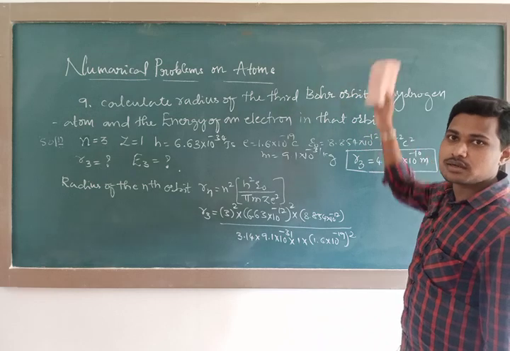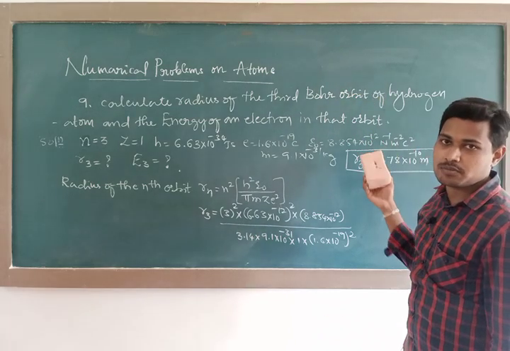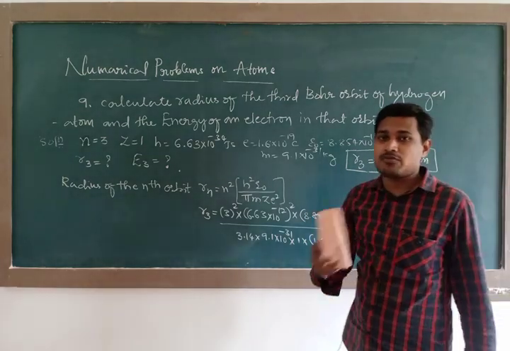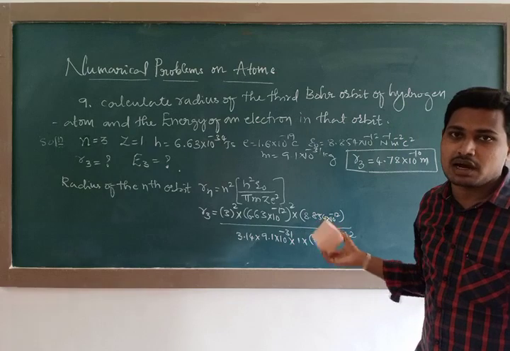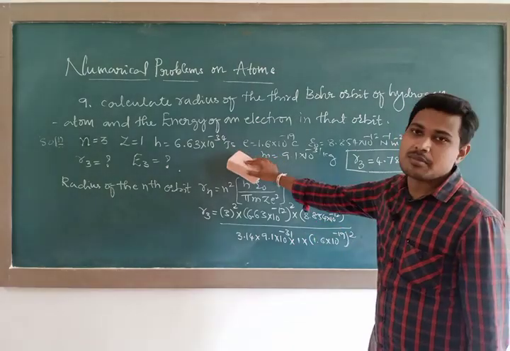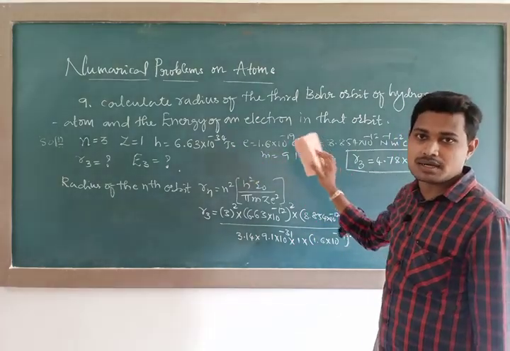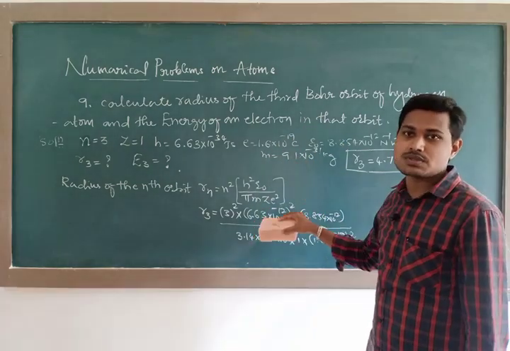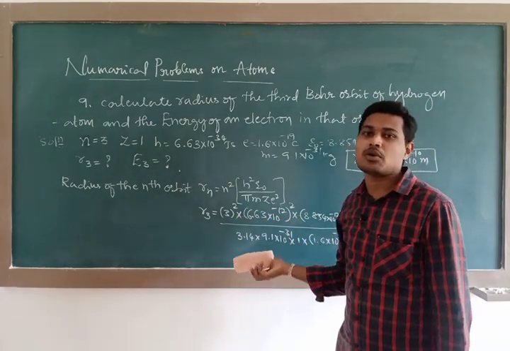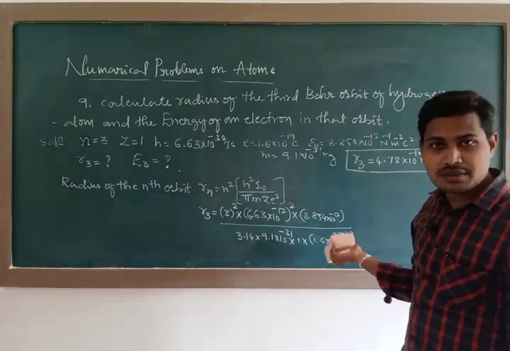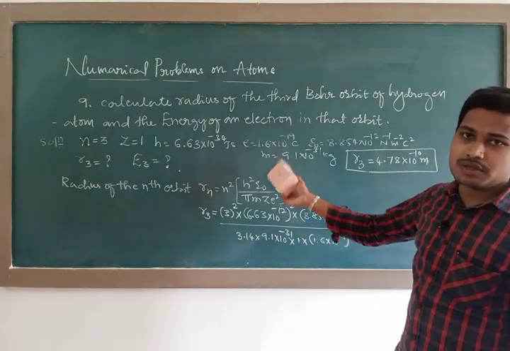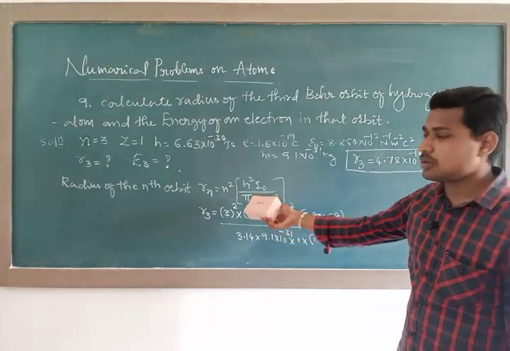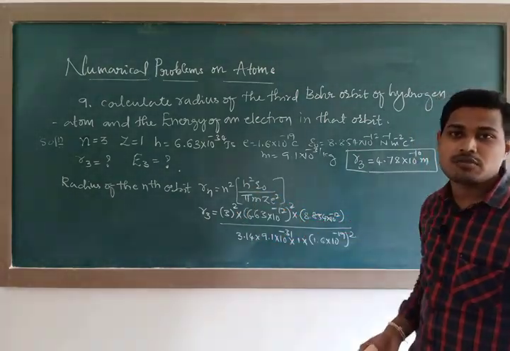But why can't we simply do R equal to n square into 5.29 into 10 raised to minus 11? Because the data is clearly mentioned in this problem, so we have to use all that data. If you want to use all the data, definitely you have to apply the formula. We can also solve this in the alternative way, but for the given data, this particular derived equation is suitable for substitution.